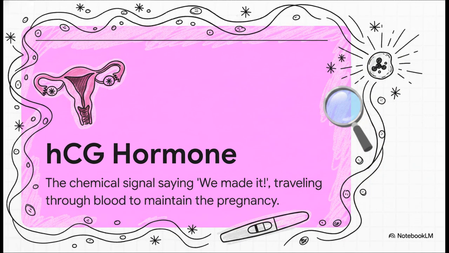And once it's securely implanted, the trophoblast immediately starts secreting a chemical signal, human chorionic gonadotropin, or HCG. This hormone travels straight through the bloodstream to tell the ovaries, hey, we made it, keep producing progesterone, do not start a new menstrual cycle. Fascinatingly, because HCG is produced exclusively by the early embryo's trophoblast cells, it is the exact hormone that standard over-the-counter pregnancy tests are looking for to confirm a pregnancy.